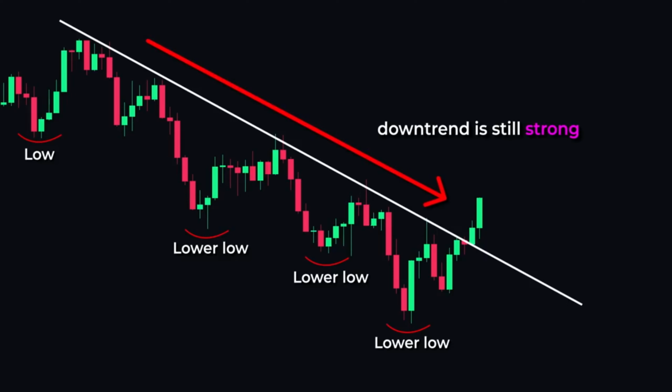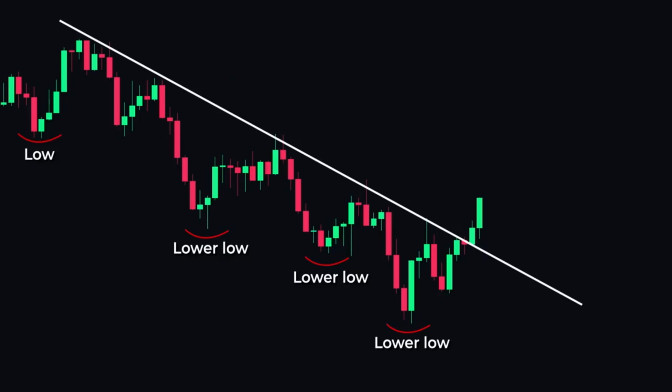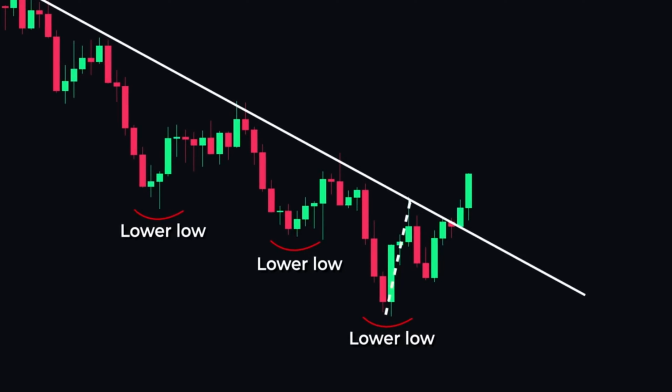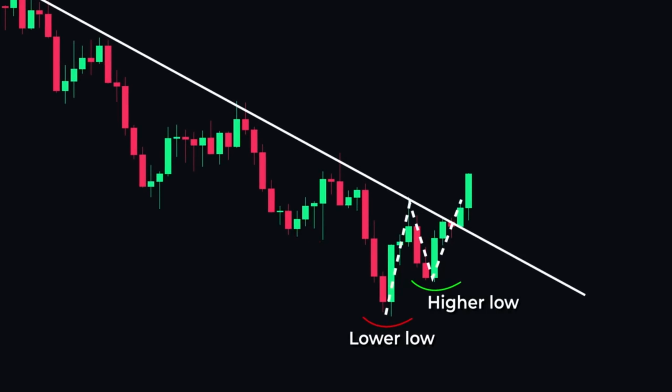But now look at what happens before the breakout. We notice that price fails to form another lower low and instead forms a higher low. This tells us that this downtrend structure was already getting weaker before the price broke out.